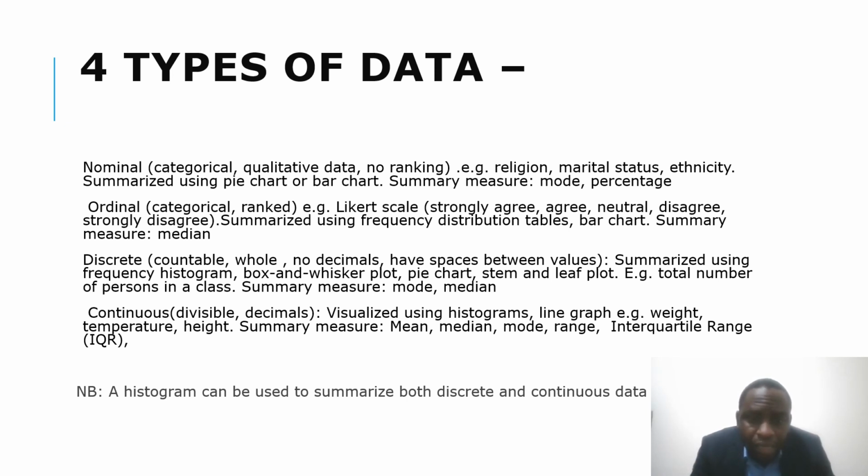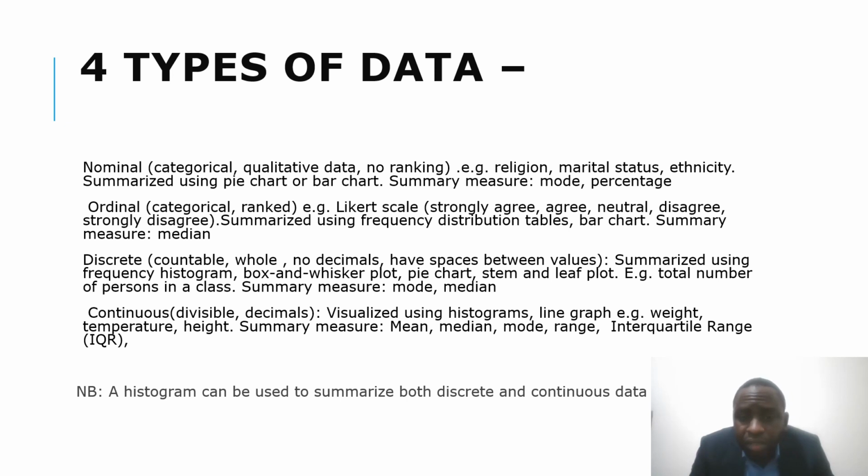Now, nominal data, they are categorical in nature. They are qualitative. There is no ranking. Example, you have religion, marital status, ethnicity. You can represent them using pie chart, bar chart. You can summarize them using percentage. You can summarize them using modes. That means the one that occurs more frequently. Okay, you can count them. All right, there is no ranking.